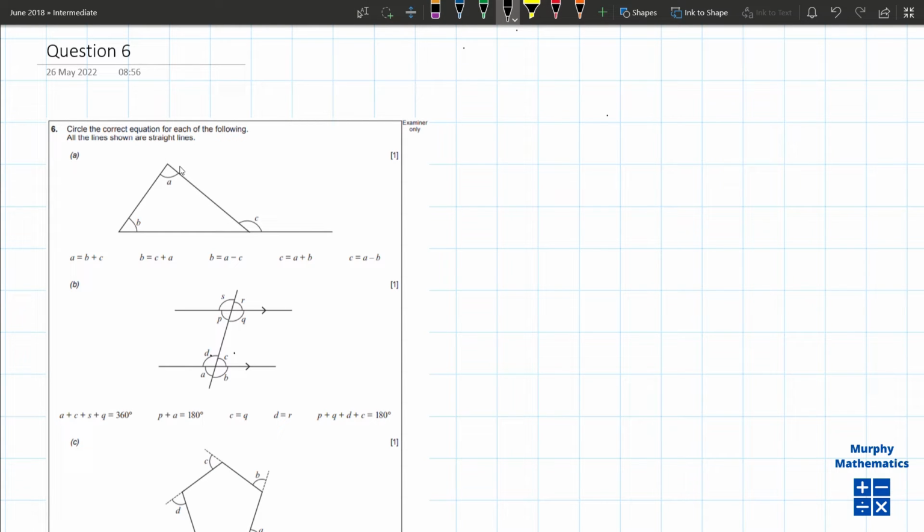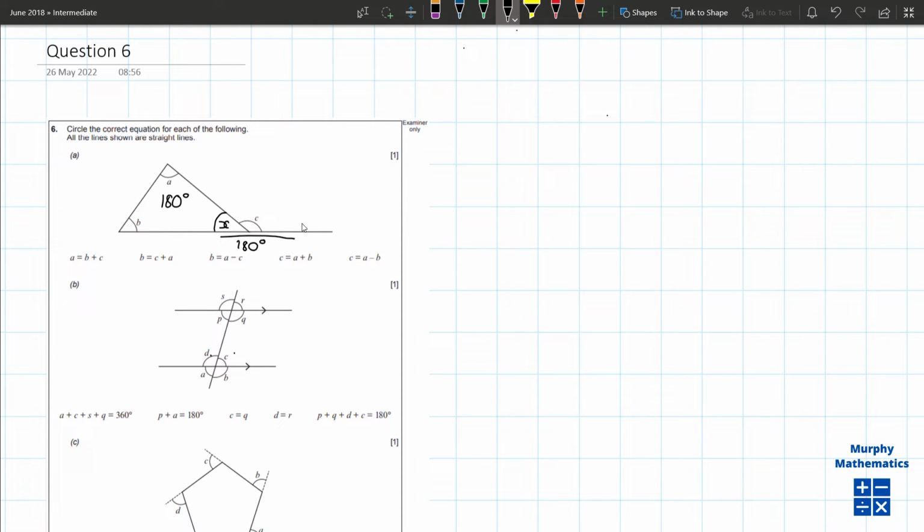We've been asked to circle the correct equations for each of the following. All the lines shown are straight lines. So we've got a triangle here and a straight line, and these are our equations. Okay, so we know all angles in a triangle will add up to 180 degrees. That's important. And we know all angles on a straight line equal 180 degrees. So we can do this, or we can look. So we've got A plus B. We'll call this X for now.